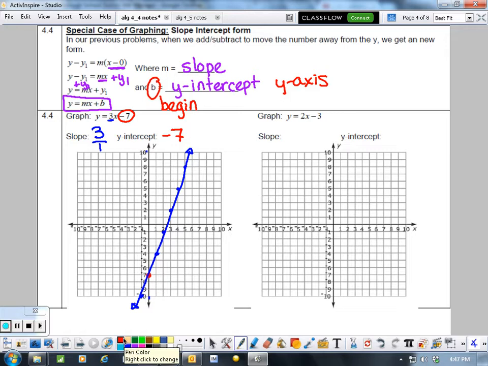But we need to be familiar with it all, because if they're giving it to us in a certain form, we have to know how to graph it in both forms. So let's look at our next one. Our y-intercept is -3, so I'm going to go to the y-axis at -3, and then I'm going to use that slope. So this slope is 2, so 2 over 1, which means I'm going to go up 2, right 1.